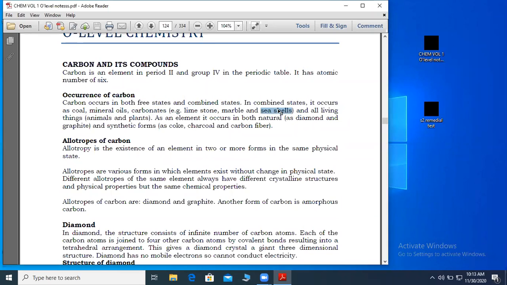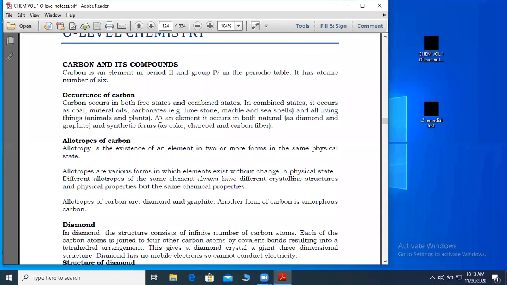Now, by the way, when you break the egg of a hen, the outside part is made of calcium carbonate. And in all living things, like animals and plants, carbon also exists.